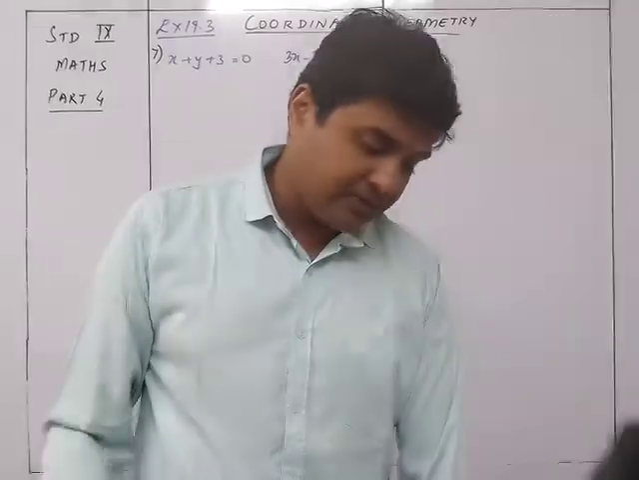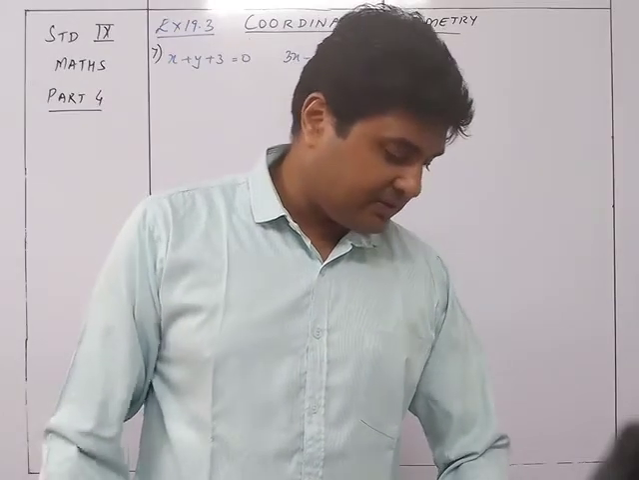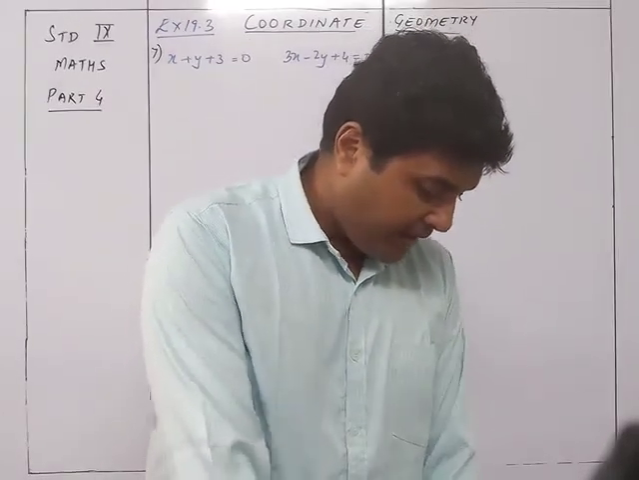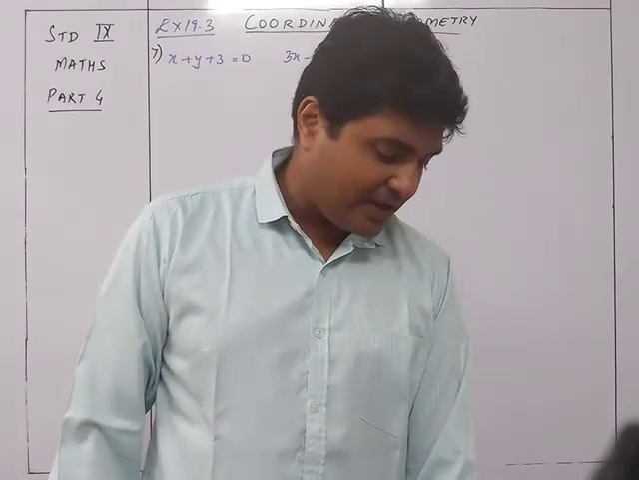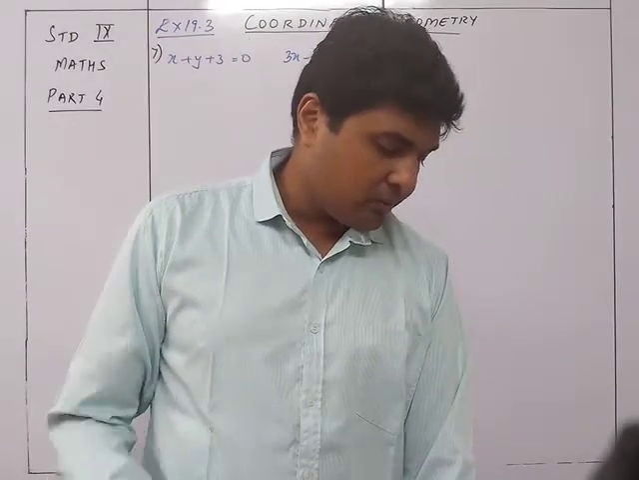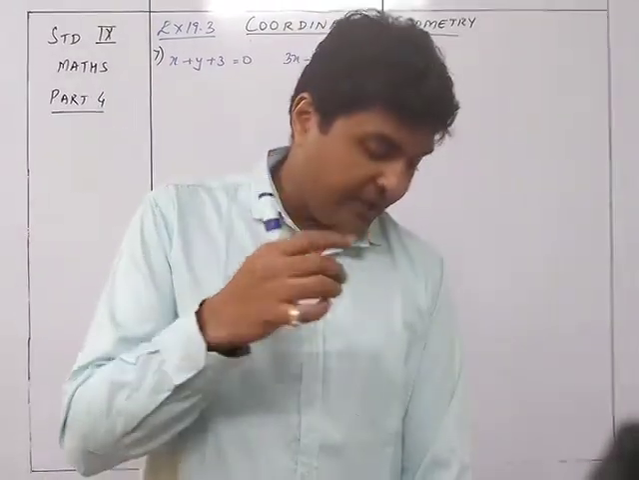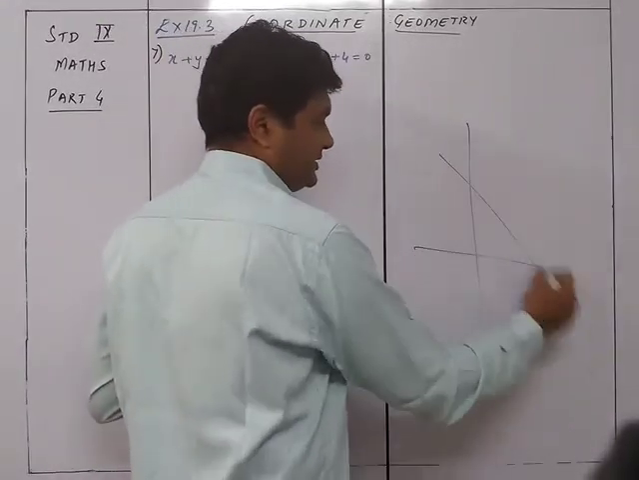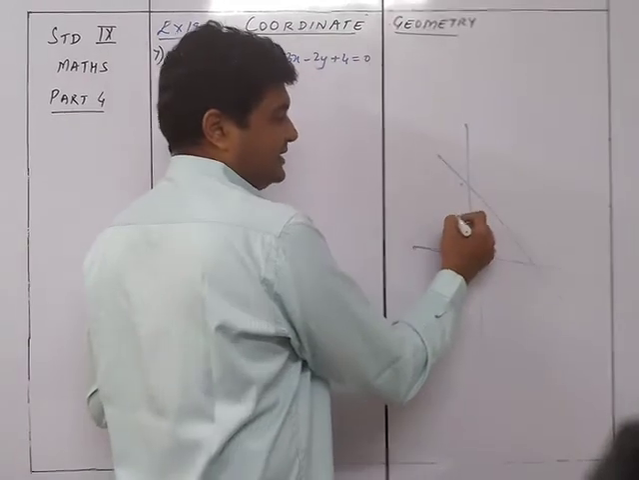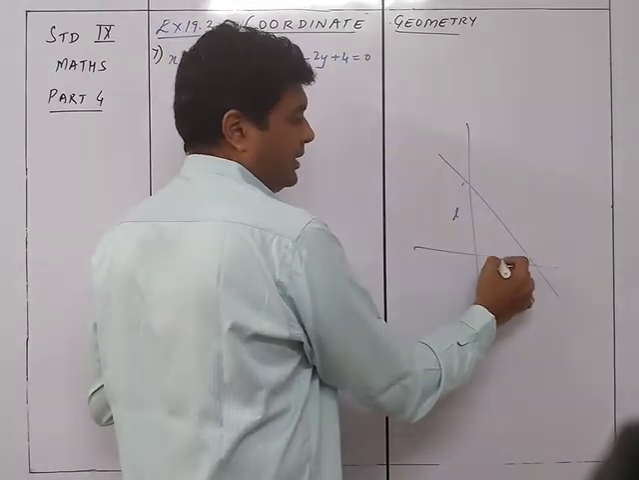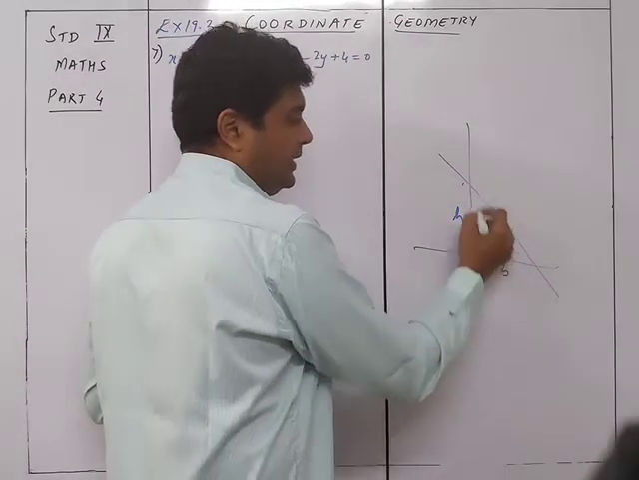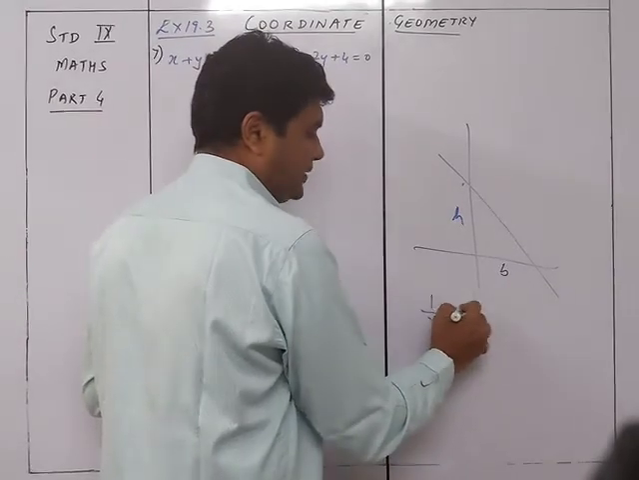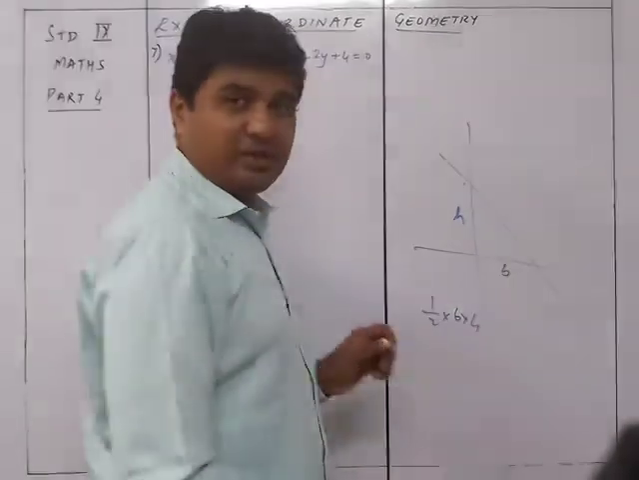I missed out in one of the questions in exercise 19.2, where the area of the triangle was asked, so that was left out in the last video. The area of the triangle was asked. So if it is this way, that if it was like this, you know that this distance is the length, this is the height and this is the breadth. Accordingly, half into base into height, you'll get the answer for the area of the triangle.